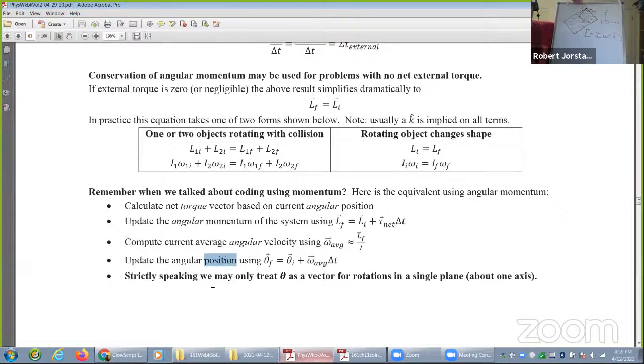So strictly speaking, I would have to put this in here to be correct. Strictly speaking, we are going to restrict ourselves to rotations in a single plane. If you've got your book there, underline that single plane. So basically about one axis. You could double underline that. So we are treating these things as vectors because we are restricting the rotations to a single axis.